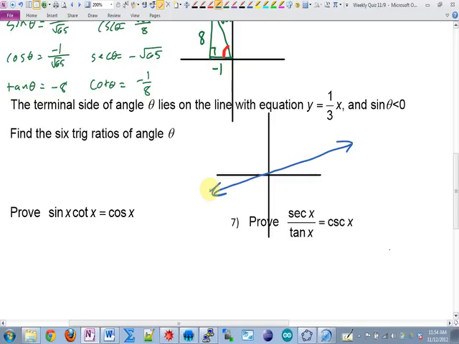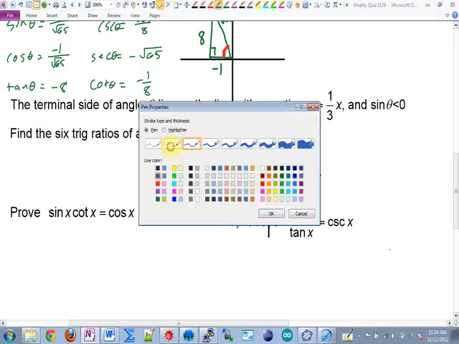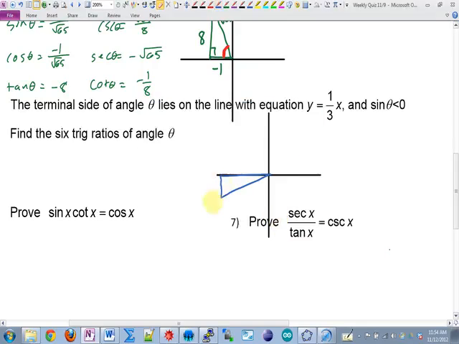Not only is the terminal side on the line 1/3 x, sine of this angle happens to be negative. And where is sine negative? Quadrant 1 or quadrant 3? Quadrant 3. So your terminal side has to be over here. So there's what your reference triangle looks like. Because the slope is 1/3, that's rise over run, this has to be a negative 1, this has to be a negative 3. Pythagorean theorem tells you the hypotenuse is radical 10.